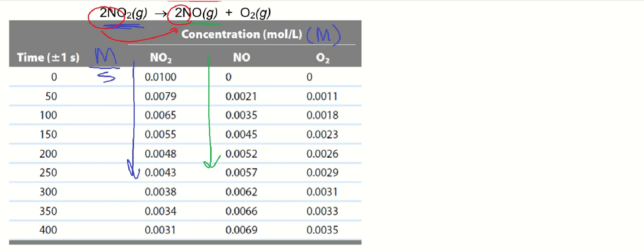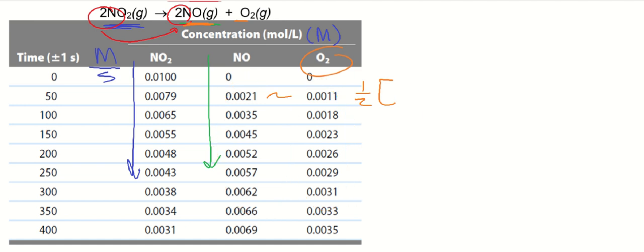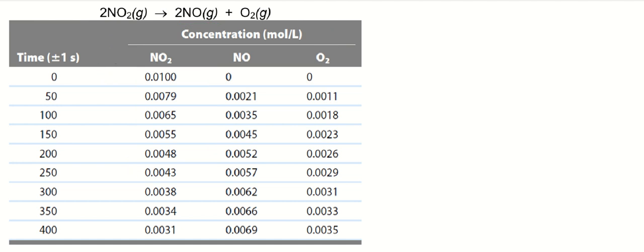But what about O2? Right, the rate is not the same. The rate is half. You're only producing half as much O2 compared to NO because of the balanced reaction. So notice this is roughly half of the concentration of NO, roughly half, straight down, if you compare the second and third columns. All right, so if we were to plot all this out into a graph of time versus concentration, go ahead, why don't you pause your video and give that a try.